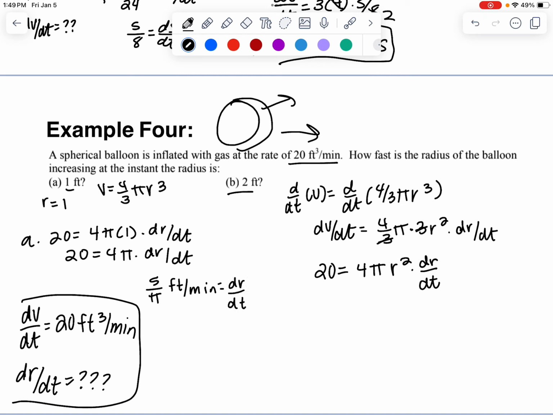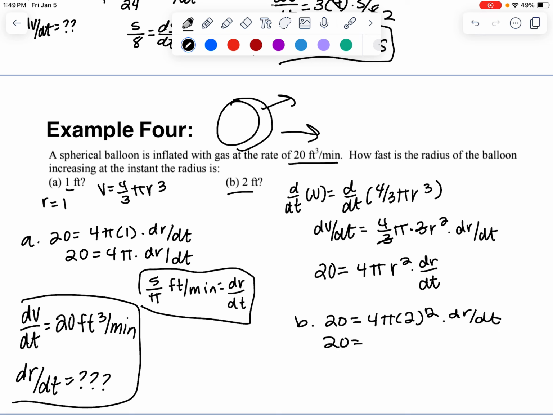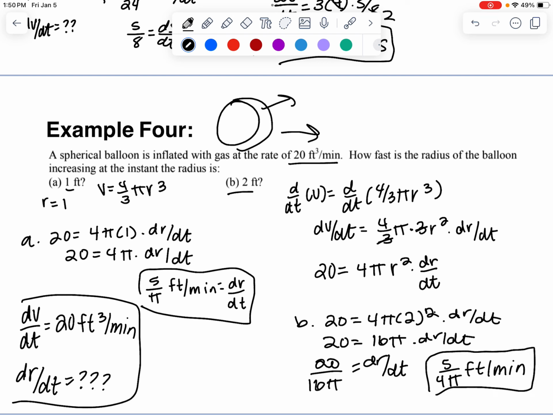So that's the answer for A. And the answer for B, I'll put here. Same idea, but now we're plugging in 2 because we're concerned about the instant 2. 20 equals 4 times, that will end up being 4, so we'll have 16 pi. This will be 20 equals 16 pi, which is dr/dt, and I'll simplify that fraction, which will be 5 over 4 pi feet per minute. And that is the answer to B.